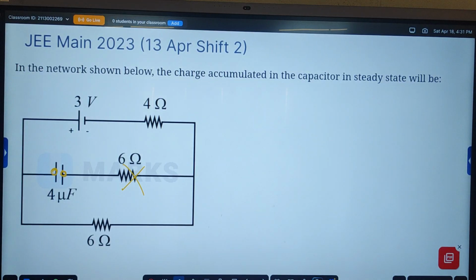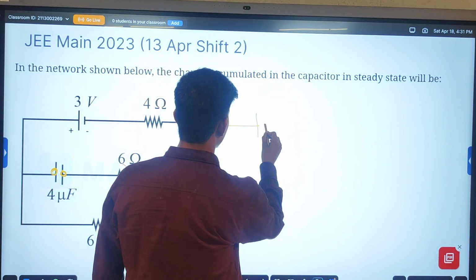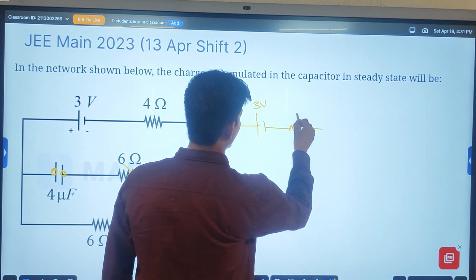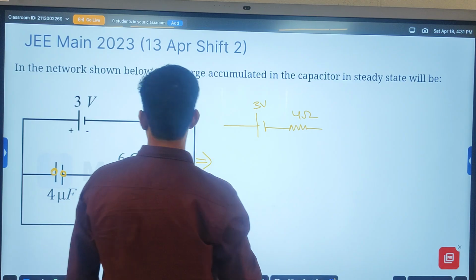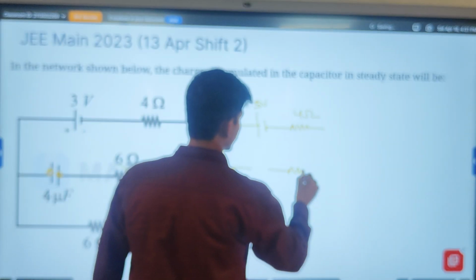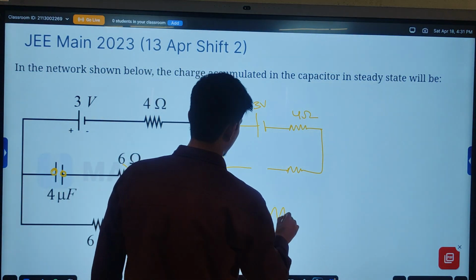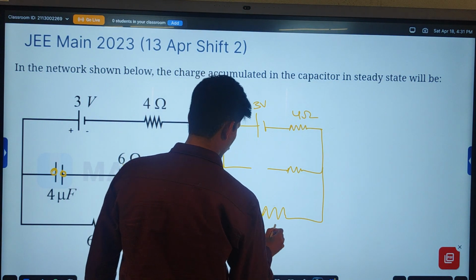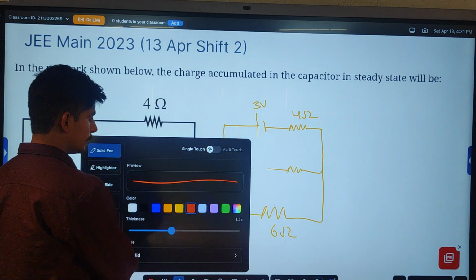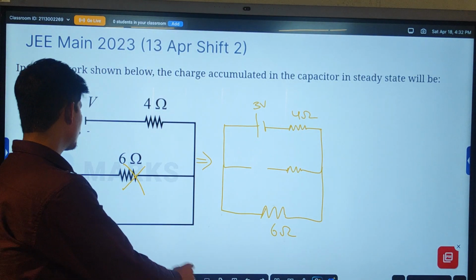So redrawing the diagram: 3 volt, 4 ohm, and 6 ohm. Very simple. So first I have to find the potential across this capacitor.